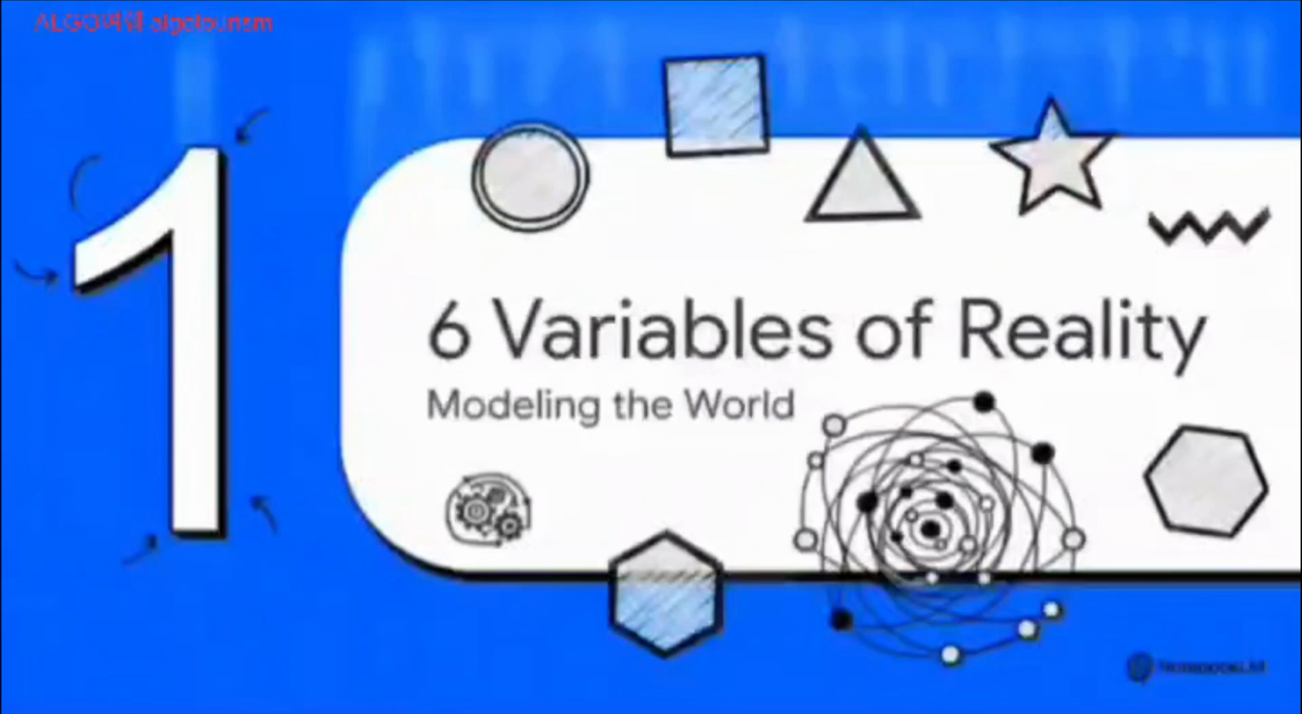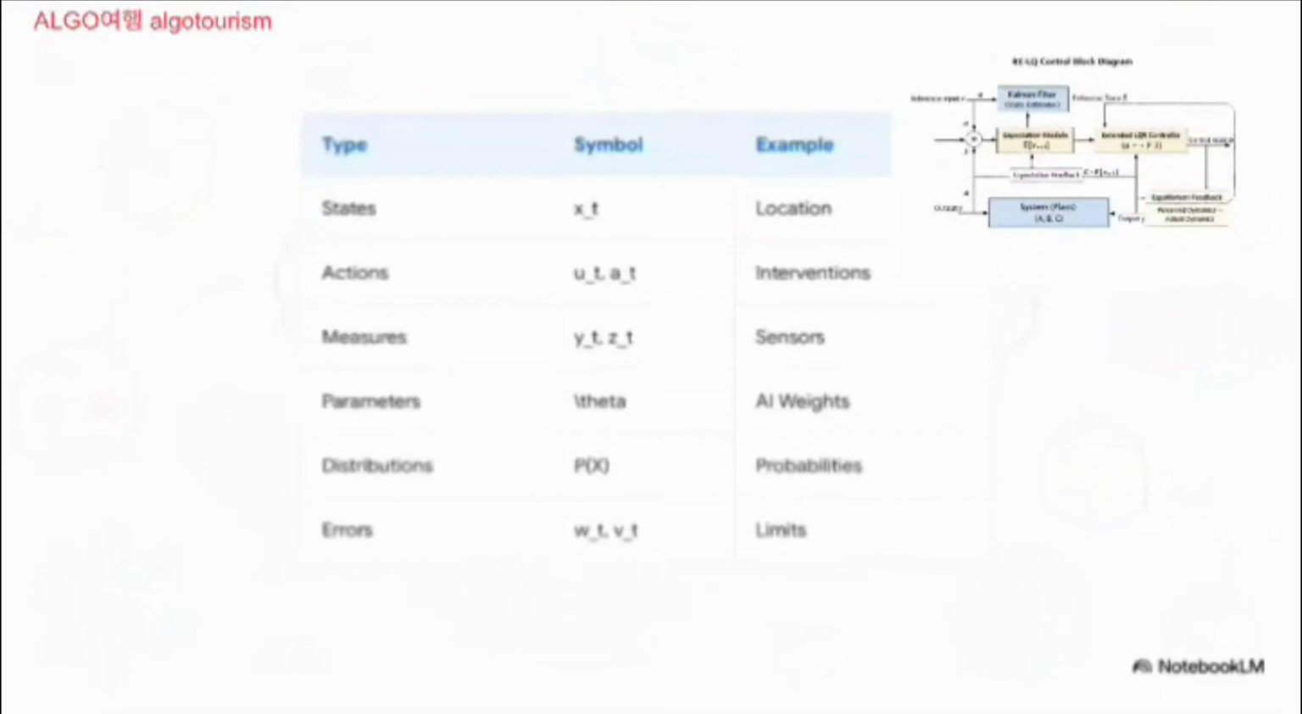Starting with Section 1. 6 variables modeling the world. Here's the secret. Every single system, whether you're analyzing complex engineering, global economics, or even biology, can be broken down into 6 fundamental components. First up, we have states, or XT. This is the hidden, absolute, true reality. So for a robot, it's its actual true location. For the economy, it's the real underlying growth rate.